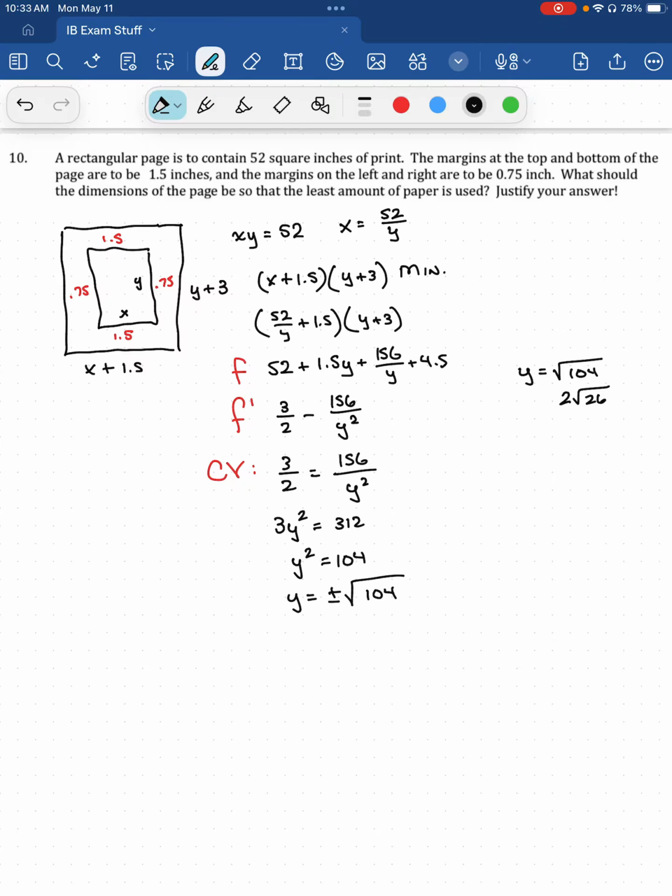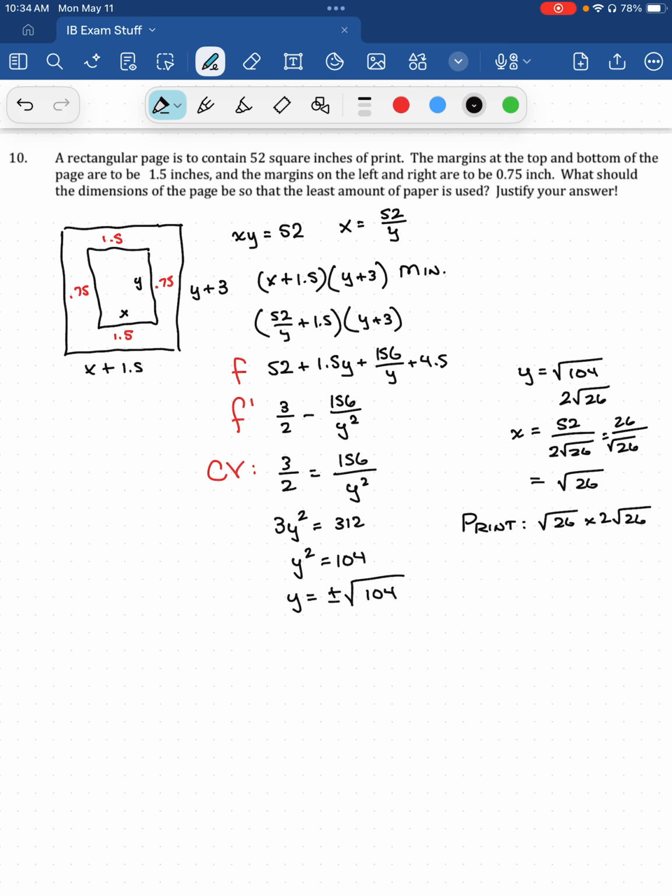So my x, we're going to plug back in here. You're probably going to want to use a calculator for this part because that's a little hard to figure out. But basically what happens is you get 52 over 2 root 26, which is 26 over root 26, which is also root 26. So basically, your print is going to turn out to be root 26 by 2 root 26.